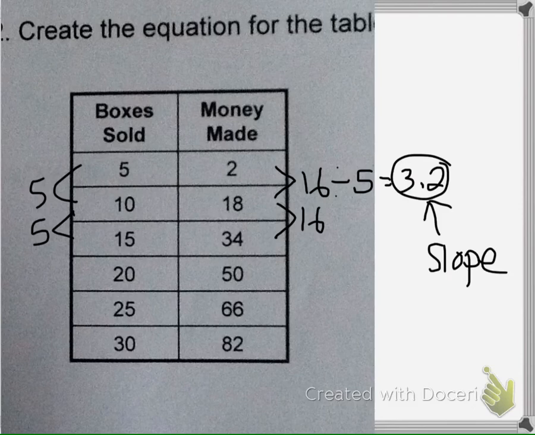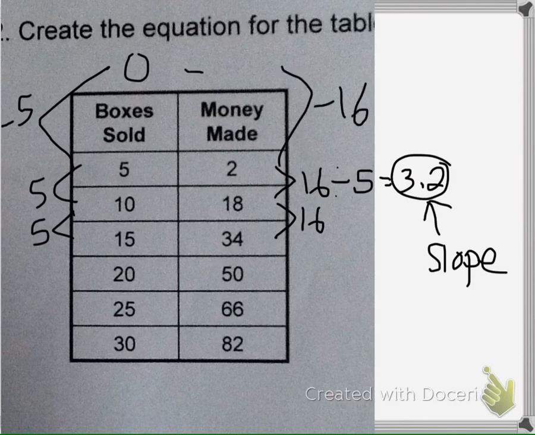Okay, now to work backwards. Every time the x is going up by 5, y is going up by 16. So to get back to 0, I have to subtract 5 to get to 0, and then on this side I would have to subtract 16, which gives me negative 14 as my y-intercept.